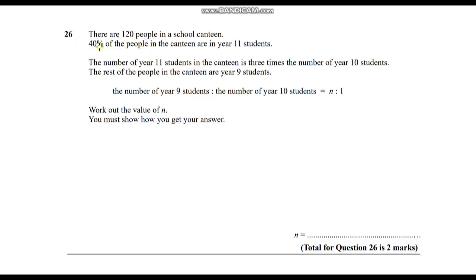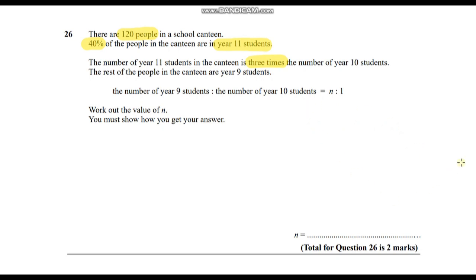Question 26. There are 120 people in a school canteen. 40% of the people in the canteen are year 11 students. The number of year 11 students in the canteen is 3 times the number of year 10 students. The rest of the people in the canteen are year 9 students. And now it tells us the number of year 9 students to the number of year 10 students is n to 1. Work out the value of n and you must show how you get your answer.